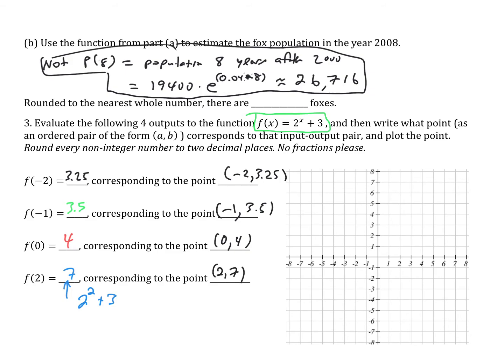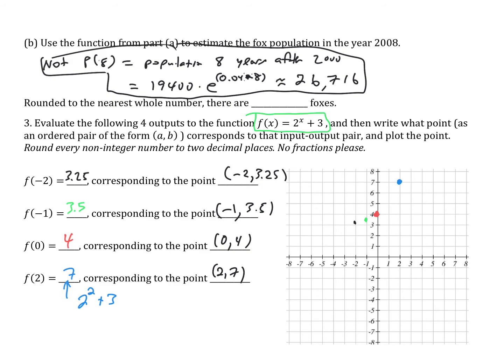And so then I can graph these. The (2, 7) point is here. The (0, 4) is here. Negative 1, 3.5. And negative 2, 3.25, like that.